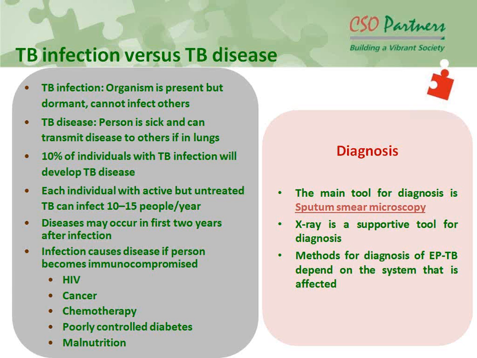10% of individuals with TB infection will develop TB disease. So if there are 100 people who are infected, that means the TB bacteria or organism is there in their blood. Out of them, only 10 people will develop the disease. Each individual with active but untreated TB can infect 10 to 15 people per year. Disease may occur in the first 2 years after infection. So once we get infected, it is in our blood, and in the first 2 years, the disease may occur.